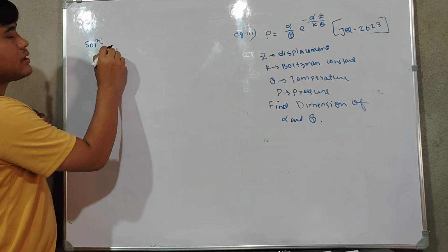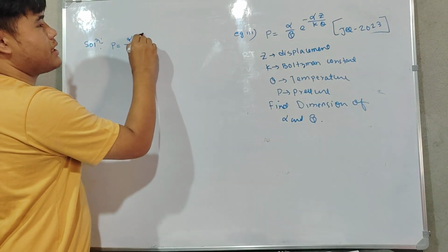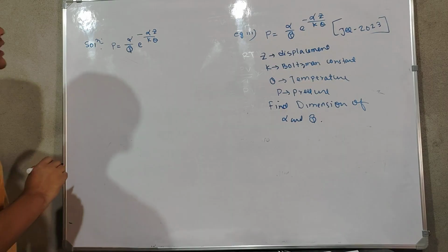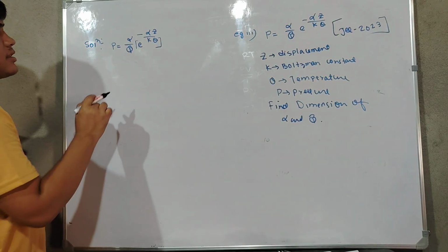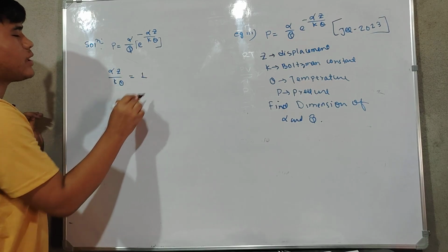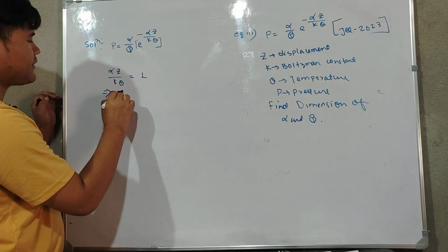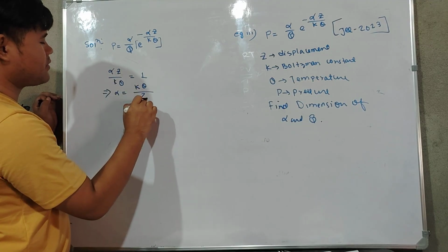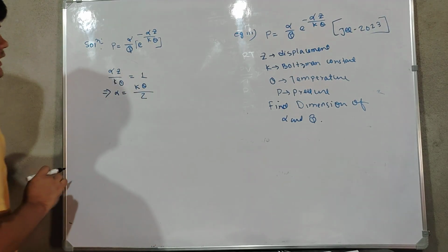Solution: P is equal to alpha by beta e to the power minus alpha z by k theta is given. Here an exponent is given, so the exponent is dimensionless. So we can write directly alpha z by k theta is equal to 1, right? So here we can find alpha. Alpha is equal to k theta by z.